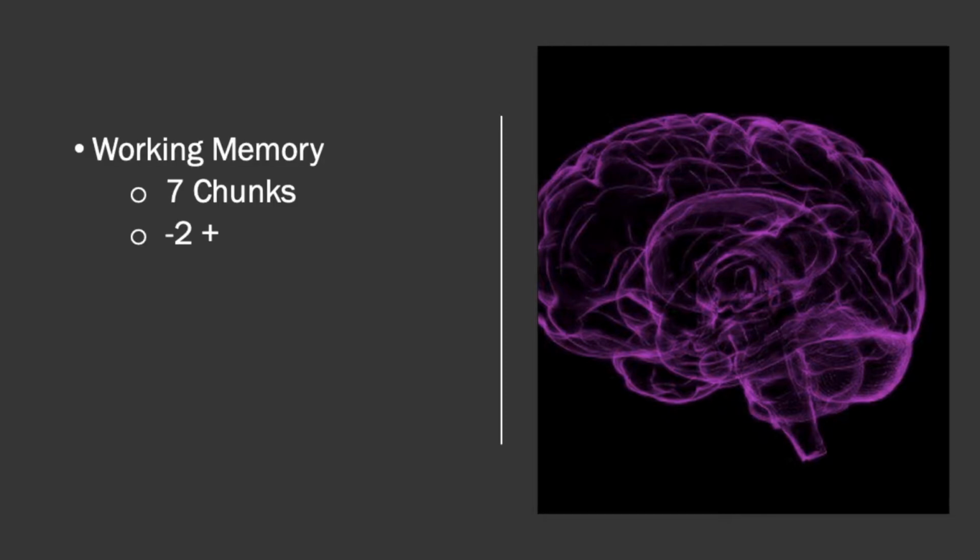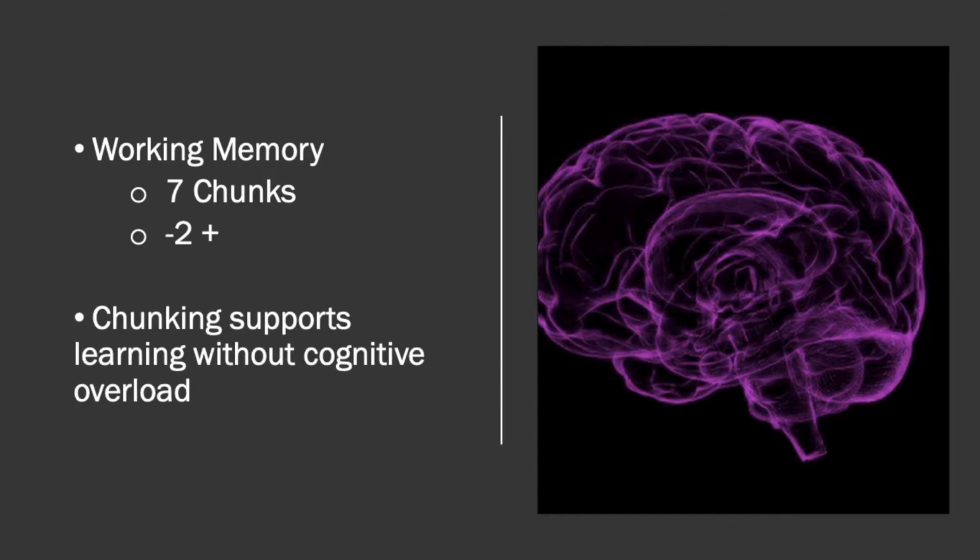The term chunking was introduced in the 1950s by psychologist George A. Miller. He argued that people could only hold 7 chunks of information, plus or minus 2, in working memory. Over the years, the term has been applied to the instructional strategy of grouping and organizing material to support the learning process without overwhelming students' cognitive load.